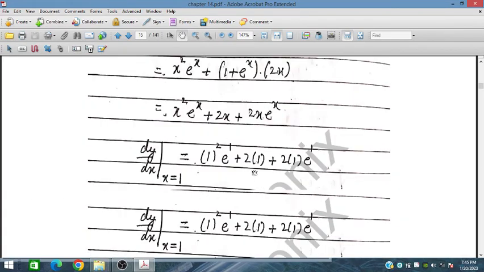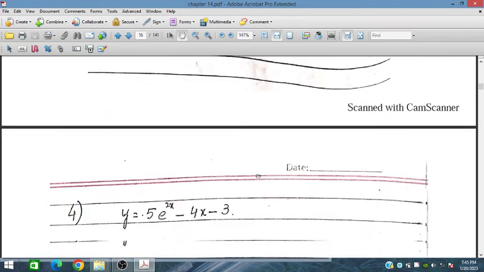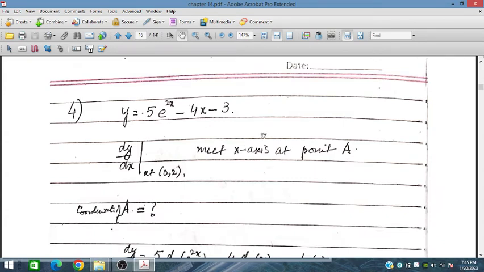The third part we can solve in the same way. The fourth question, here we have y is equal to 5 e power x minus 4x minus 3, and it meets the x-axis at point A. So let's discuss this question first.